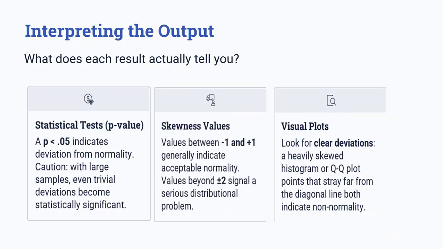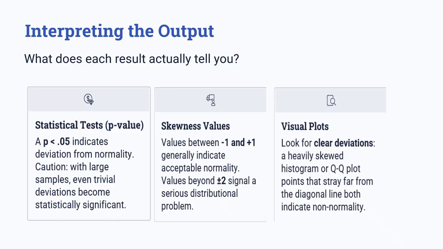Next, check the skewness values. As a general rule, values between -1 and +1 suggest acceptable normality. If your skewness goes beyond +2, that's a clear sign of a serious distributional problem.